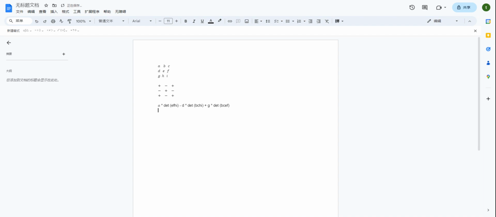The reason why this is minus is because we can see from this chart that this part is negative, which corresponds to the D here. So this is going to be the way you calculate the determinant.